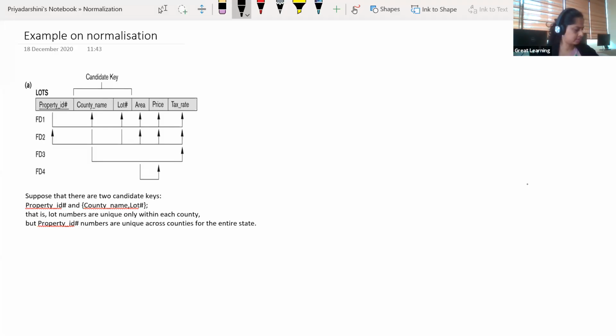Let's solve this till, I think we will solve this till how much ever we can. Okay, from 1NF we will start. So what is a 1NF definition?